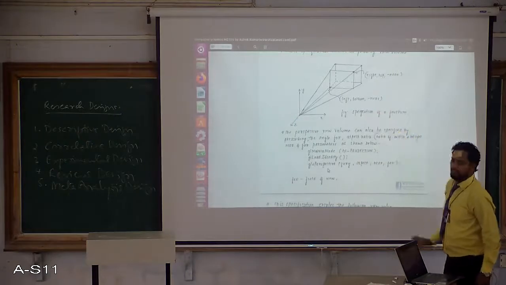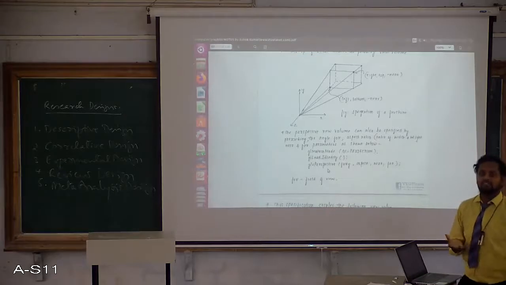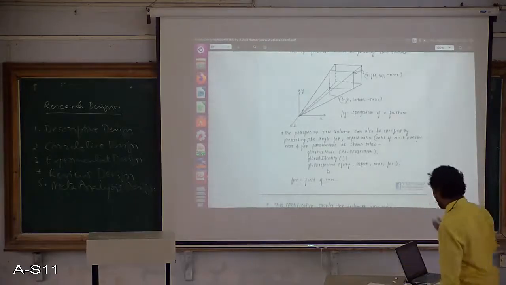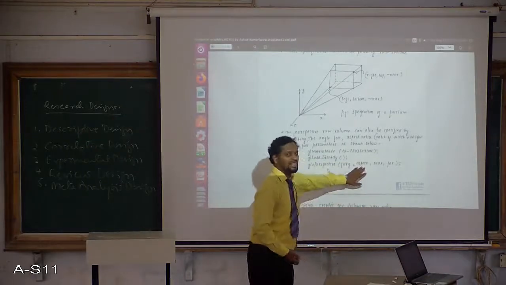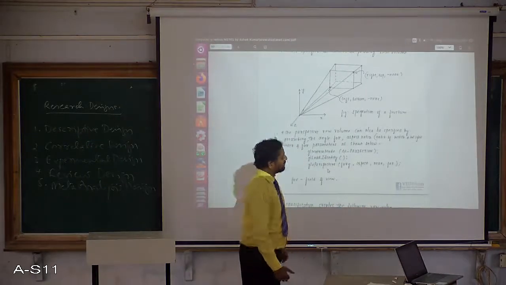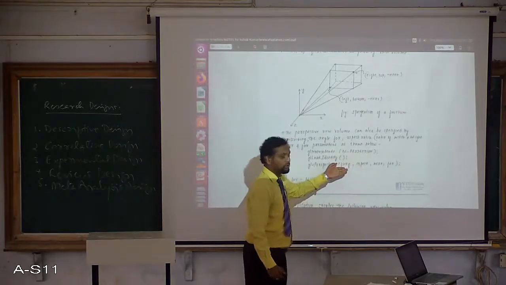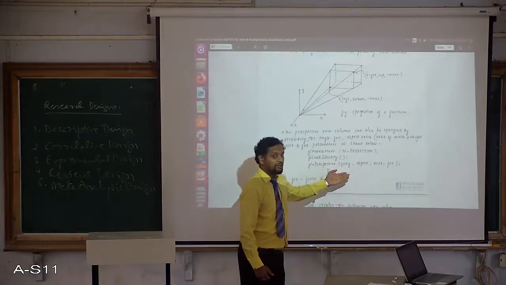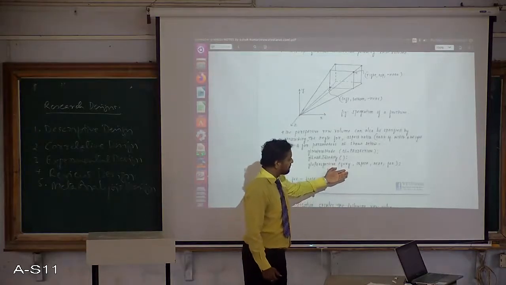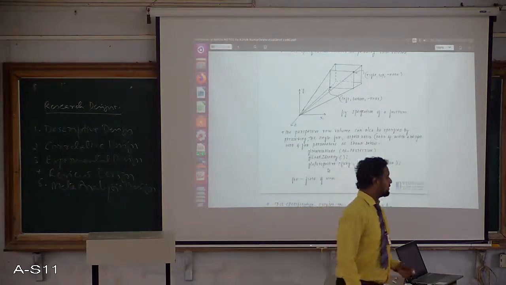Or the view clipping volume, you must be having certain width and height. That width and height ratio is the aspect ratio. And this is FOV, that is field of view, and near and far. So how can we specify this?